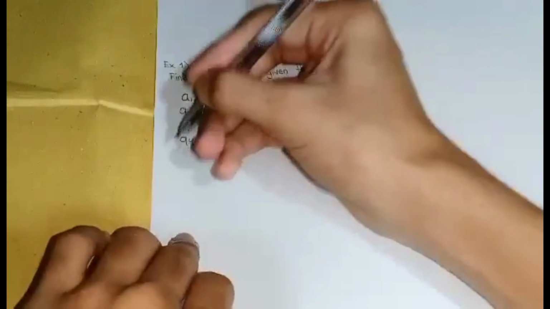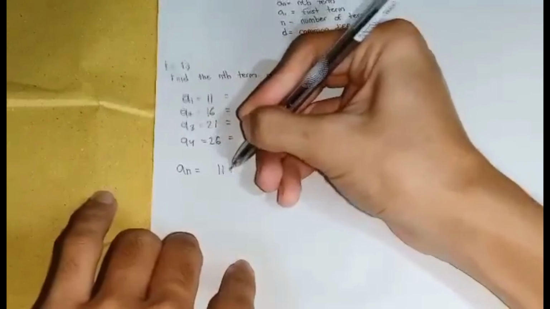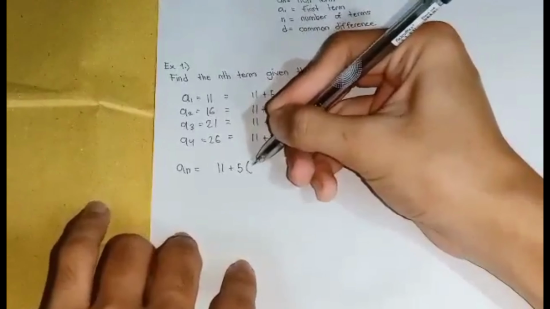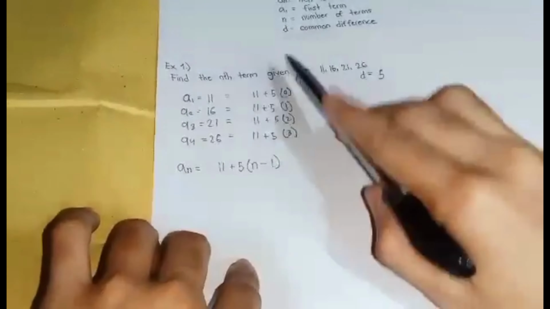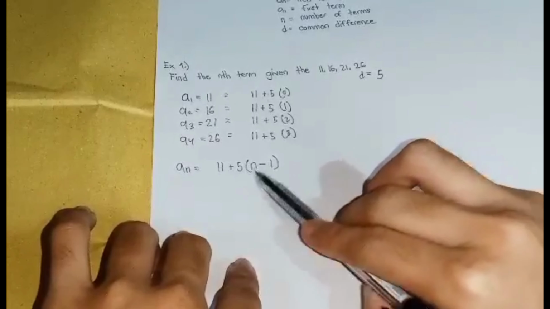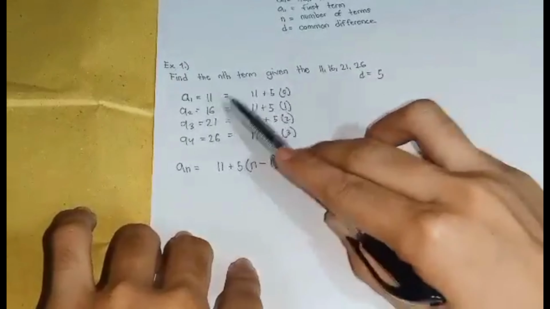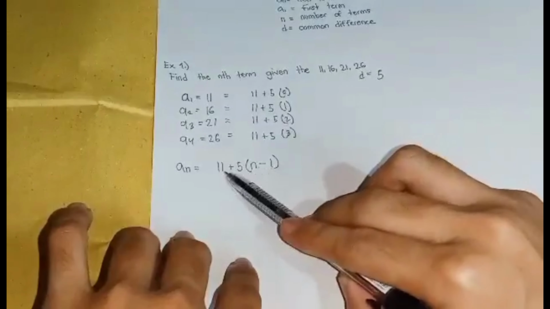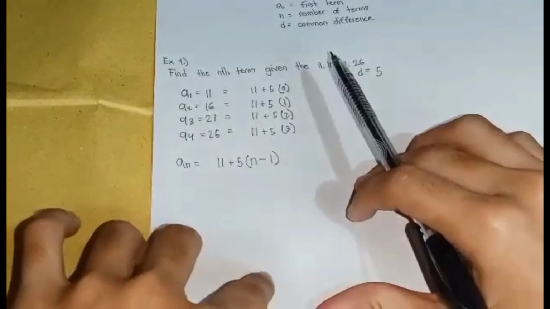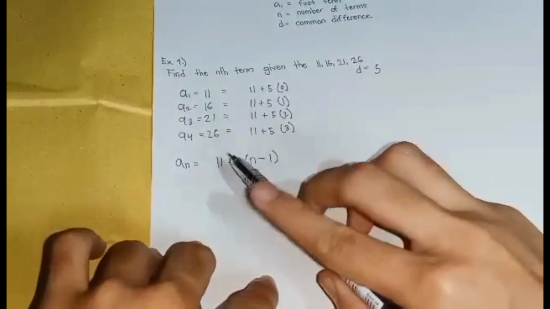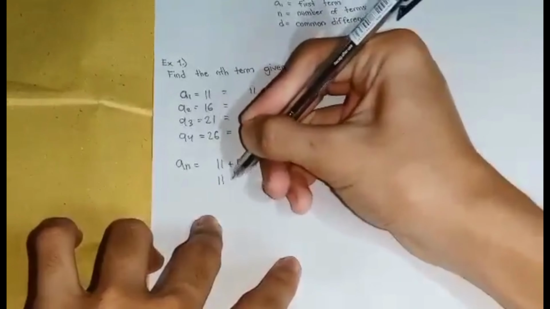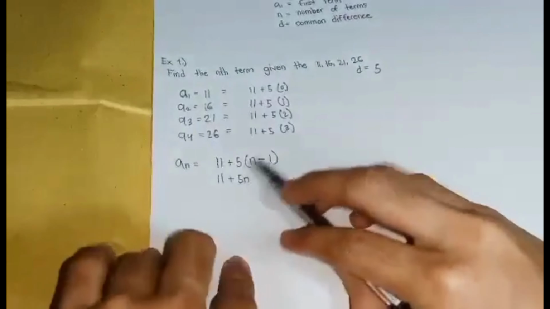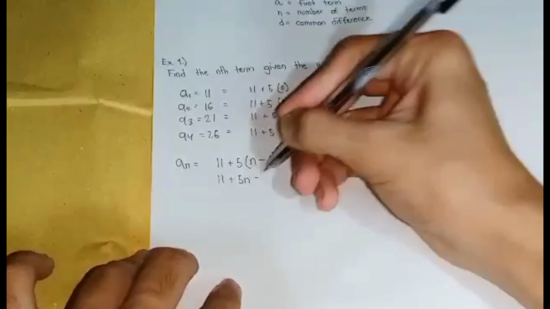Ganito yan. A sub n, kunin natin tong 11 plus 5 and lagay tayo ng n minus 1. Ganyan lagi ang mga position niya. Kunin mo yung pinag-plus at n minus 1 yung common difference niya at ang a sub 1. Kunin mo a sub 1 at saka common difference, and lagyan mo siya ng n minus 1. So, positive 5 times n is equal to 5n. 11 plus 5n. And 5 times negative 1 is equal to negative 5.